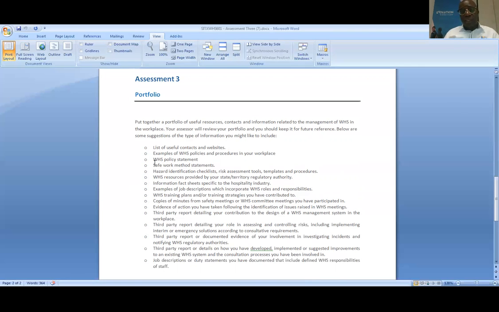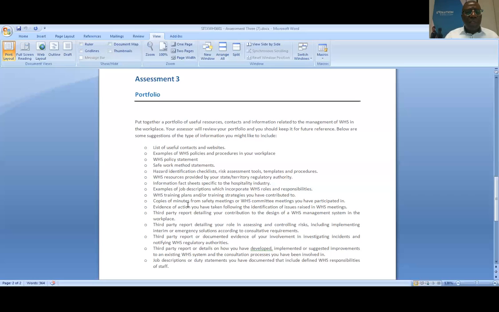And in most companies, if you're working for an international company, these policies are on the intranet of your organization. Go to your website, you'll probably find all these things. And safe work method statements, hazard identification checklists. Yes, there will be a lot of checklists there to identify hazards, risk assessment tools, templates and procedures. I will go with you and show you some of these assessment tools.